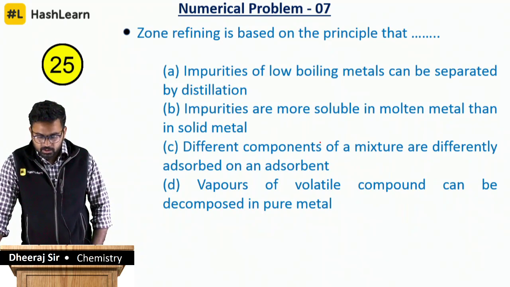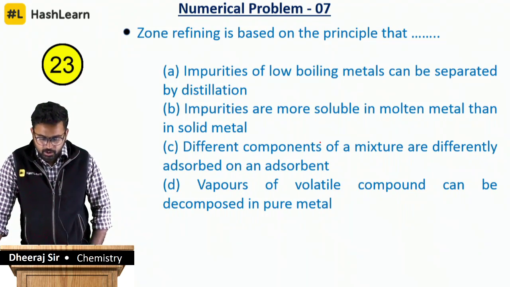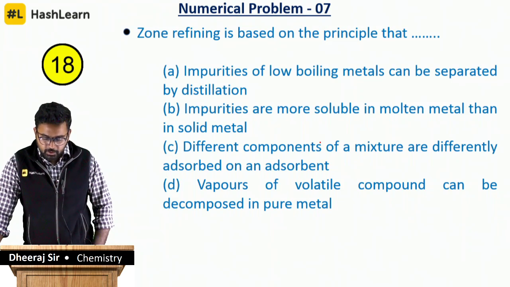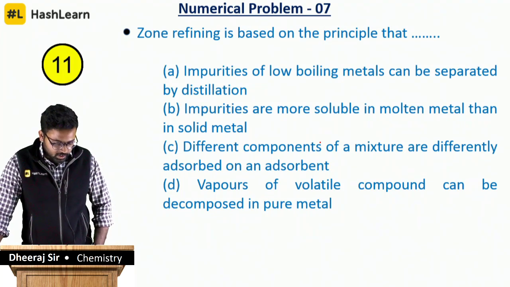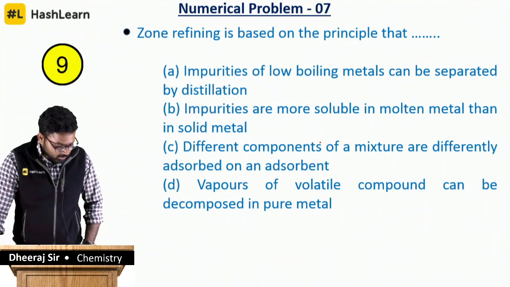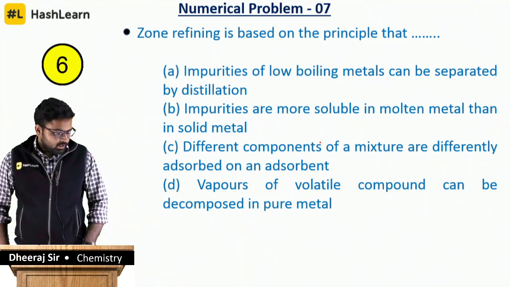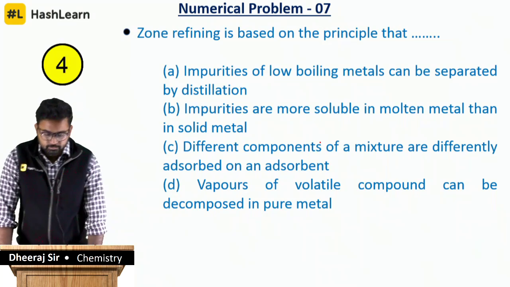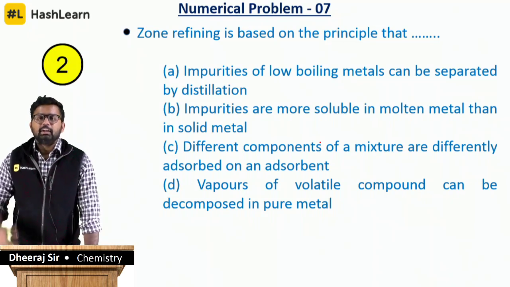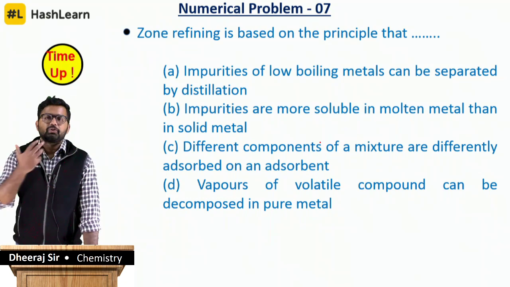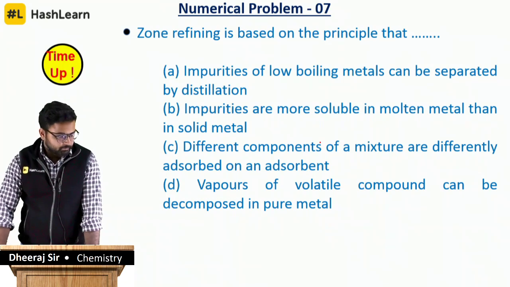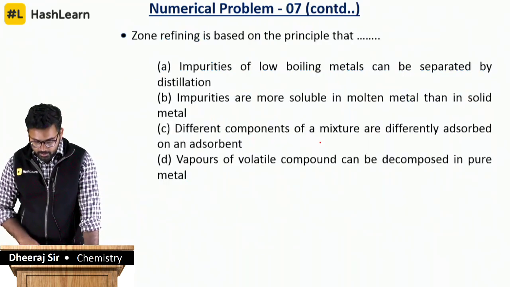Impurities of low boiling metals can be separated by distillation. Impurities are more soluble in molten metal than in solid metal. Different components of a mixture are differently adsorbed on an adsorbent. Vapors of volatile compounds can be decomposed in pure metal. Which one is it going to be? I've given you the theory already. In zone refining, something converts itself into a molten state, something stays as a solid, and then the molten zone keeps traveling. So that's exactly what I told you. The time's up. What is it, guys?